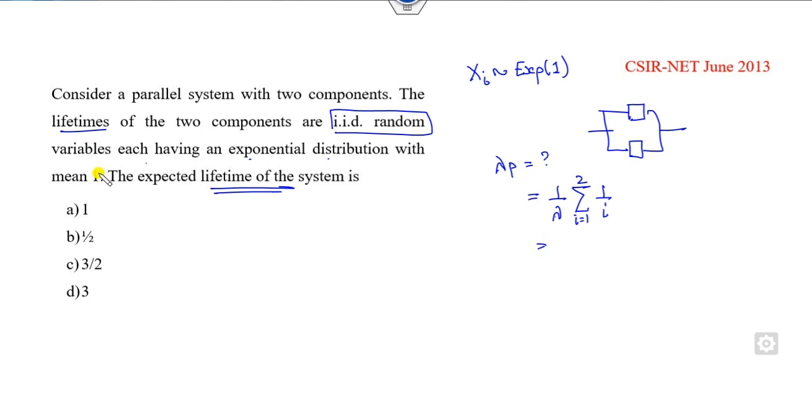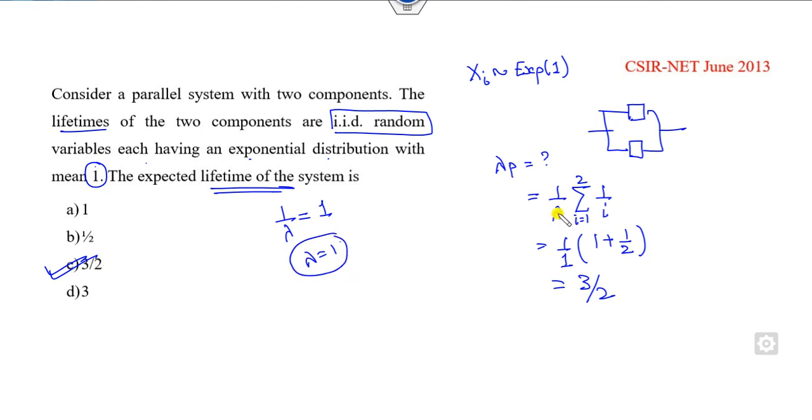What is the lambda? The mean is this. Fine. So what is that? It's 1 plus 1 over 2. So the right answer is 3 over 2. So you can see there is no need to do any integration. Just look at this shortcut trick. Since the mean is 1 for the exponential distribution, what is the mean of the exponential distribution here? So lambda is 1. So you can see the lambda is 1.